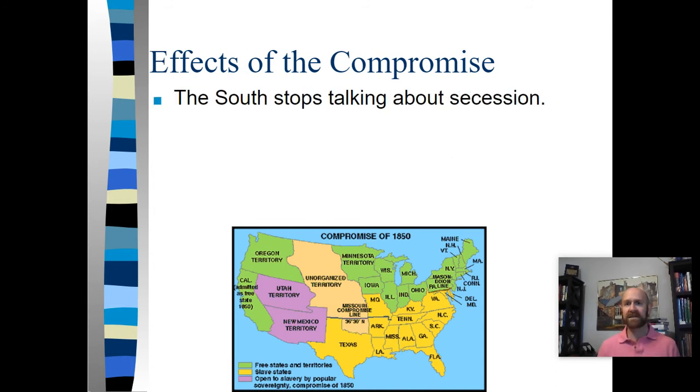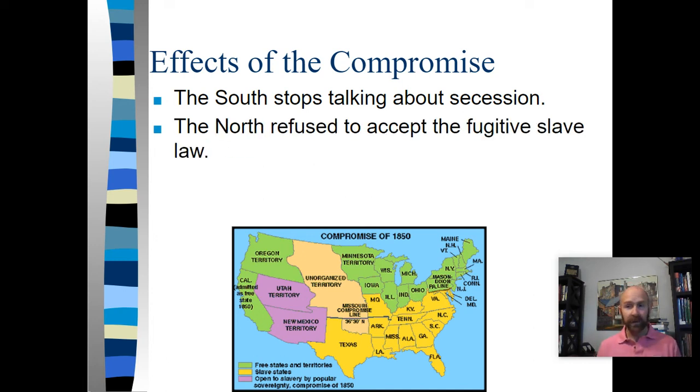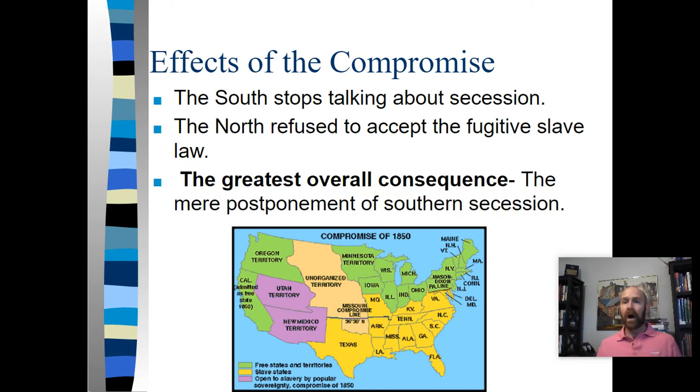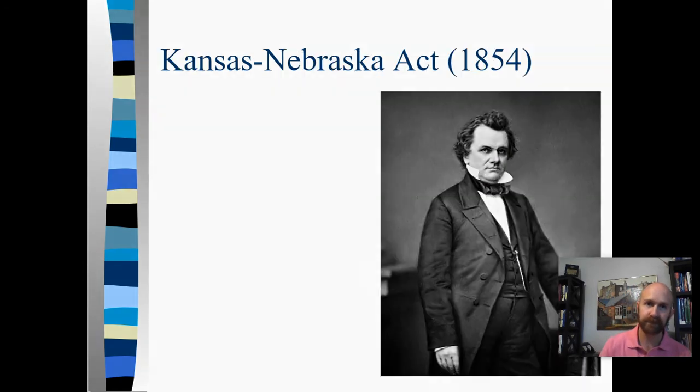So the effects of the compromise: the South temporarily will stop talking about secession because of the fugitive slave law. The North will just refuse to accept the fugitive slave law. They're like, we're not going to do this thing that we think is immoral. And then overall, we're just postponing secession, because when the North refuses to enact a fugitive slave law, the South begins to think that maybe if the North can't be trusted to follow through with their compromises, we should probably just become our own country, and then we don't have to worry about it.